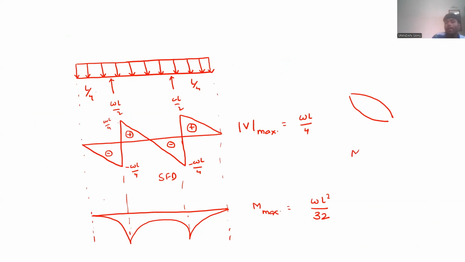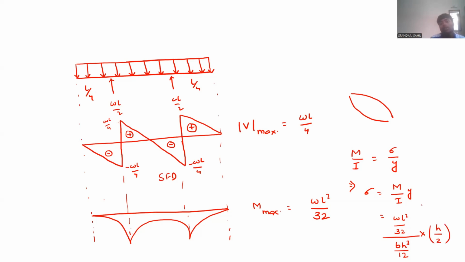We know M by I equals sigma bending by Y. So you have to calculate sigma here. So it will be M by I into Y. And M is WL square by 32. I will be how much? It will be BD cube by 12 for a rectangular section. So BH cube by 12, and Y will be H by 2. Now just simplify this and tell me the value of the maximum bending stress you are getting.